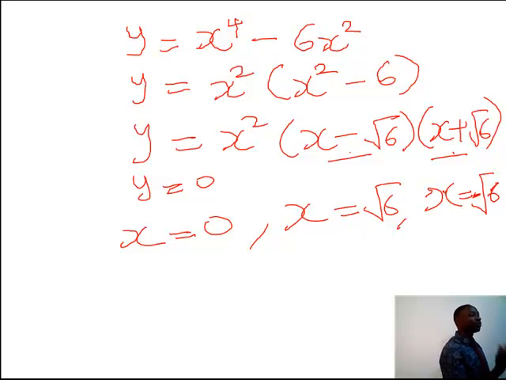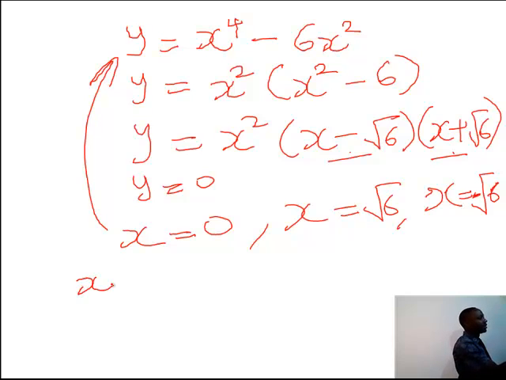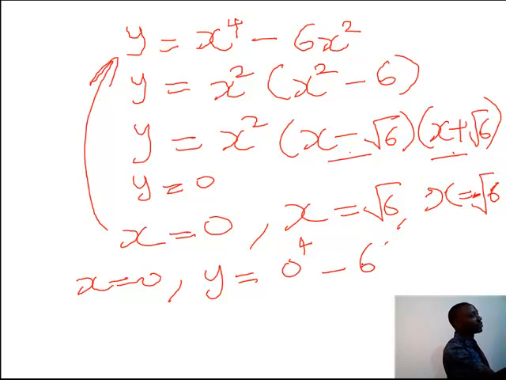Now also we are going to get values for our point y, so that we can get our point of intercept. In order to get our value for point y, we are going to substitute all these values of x into the expression y here. So when our x equals 0, our y is going to be 0 raised to the power 4 minus 6 into 0. That means our answer is going to be 0 for y.